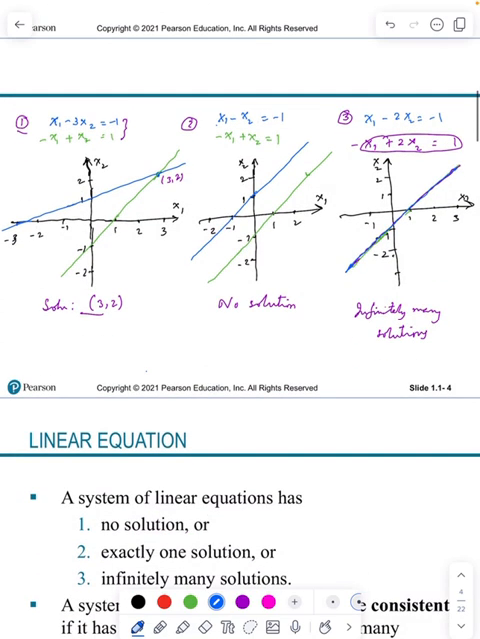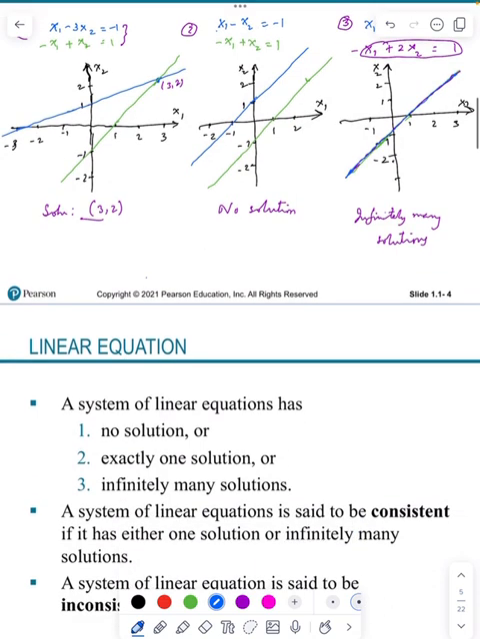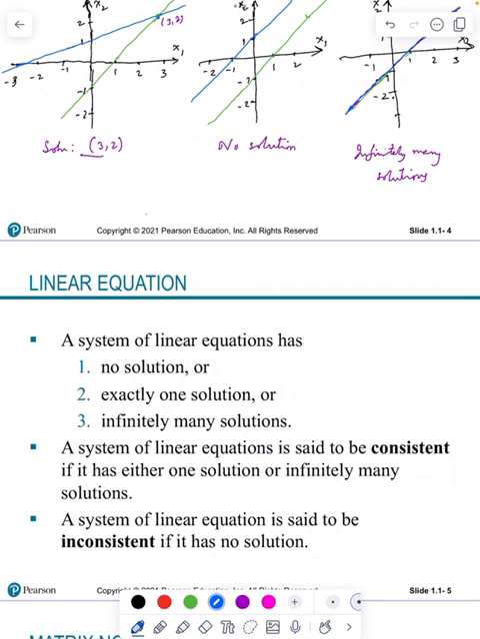So this example shows that when we have a system of linear equations, one of these situations can appear: we have no solution, or we have exactly one solution, or we have infinitely many solutions.